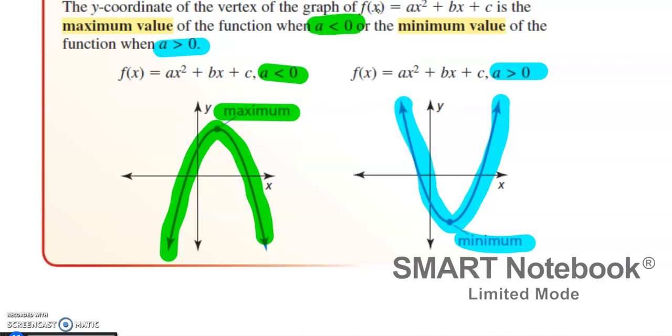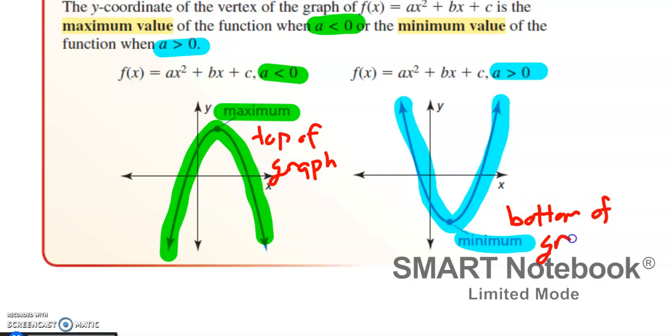So let's jot that. Top of graph, bottom of graph. Okay, every single time. If your parabola is opening down, your vertex is going to be the maximum. If your parabola is opening up, then your vertex is going to be the minimum.